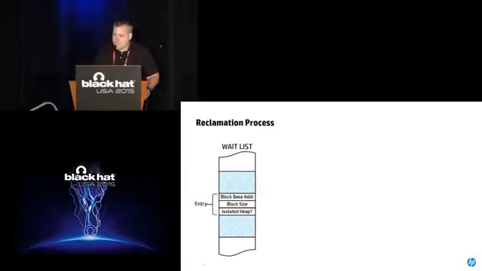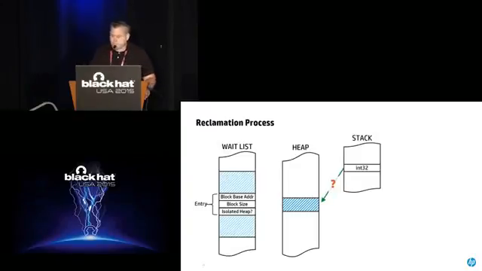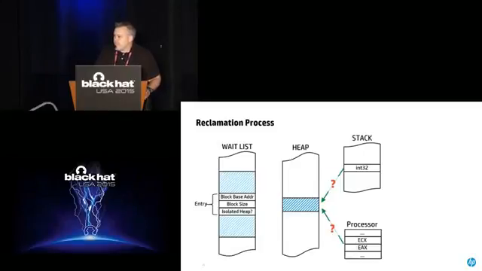So how does the reclamation process work? Well, it traverses every entry on the wait list to determine if it's still being referenced. So here we have an entry referring to a block on the heap, and the first thing it does is check to see if there's a reference on the stack to this block. Then it checks the process registers to see if there's a reference to this block in the registers.